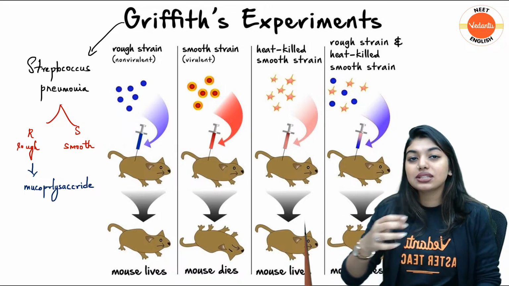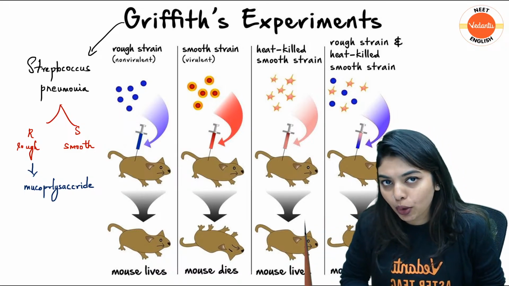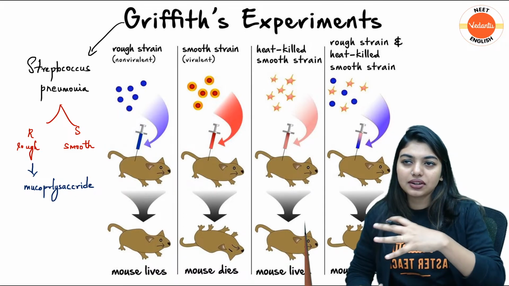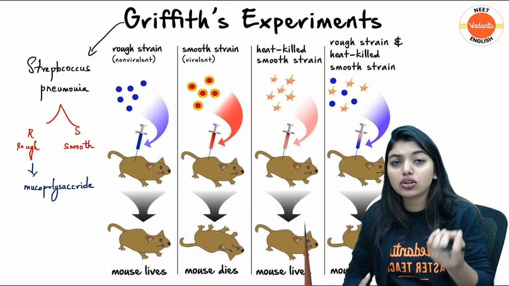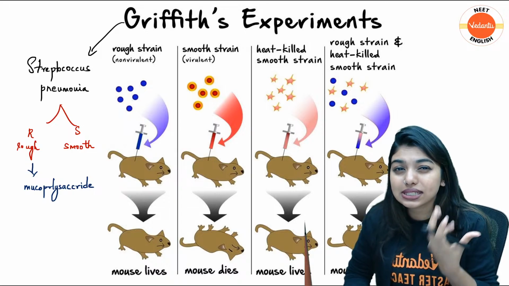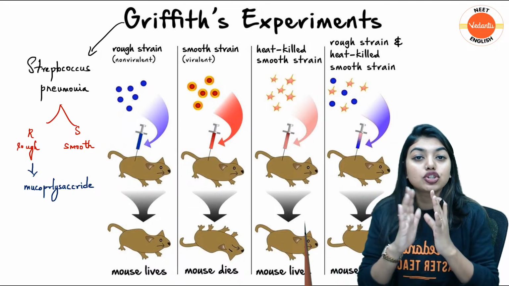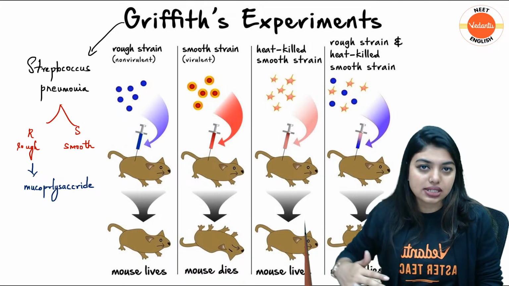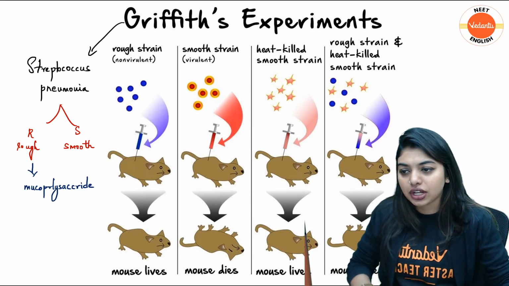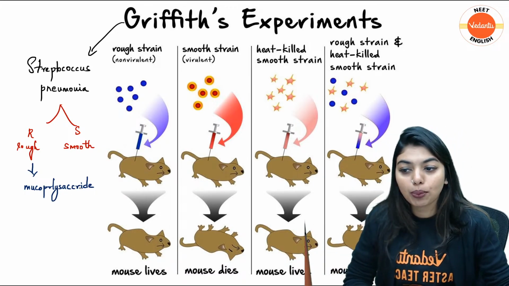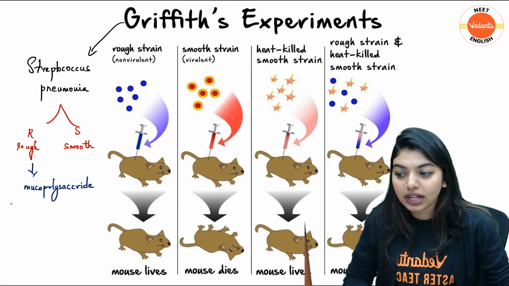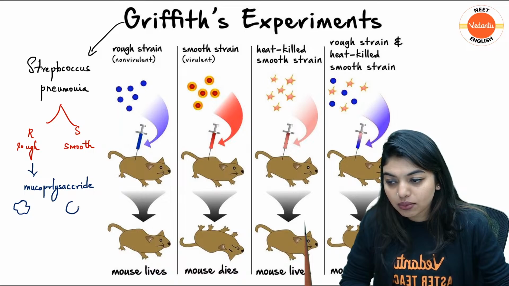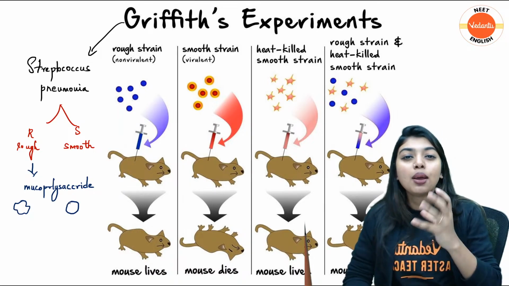And what happens, students? This rough strain did not have this mucopolysaccharide. The reason is still not known, but they say that because of the absence of this mucus polysaccharide layer, the rough strain was not virulent. Virulent means having the ability to cause a disease, to cause an infection. So the smooth strain had this mucopolysaccharide and the R strain did not. The R strain would look somewhat like this and the smooth strain somewhat like this because of the presence of the mucus layer.